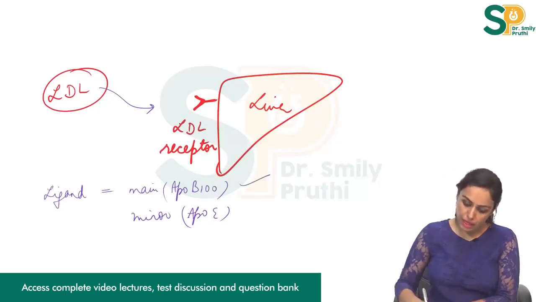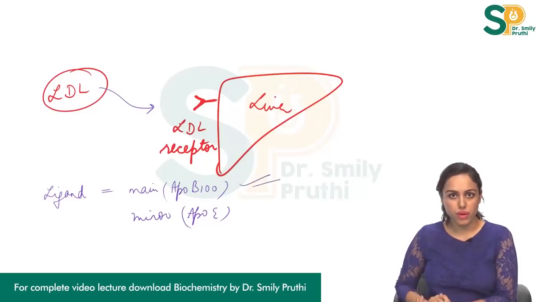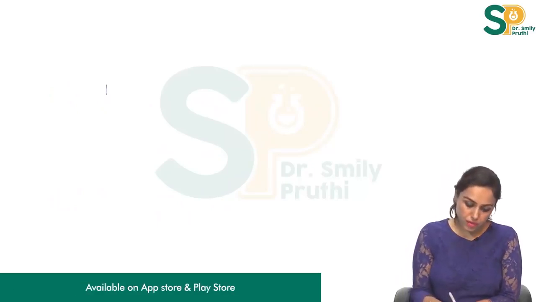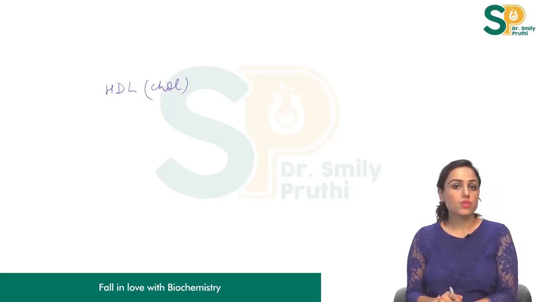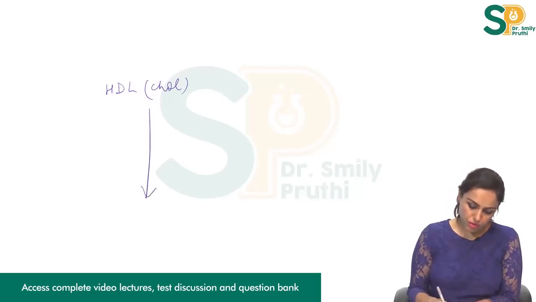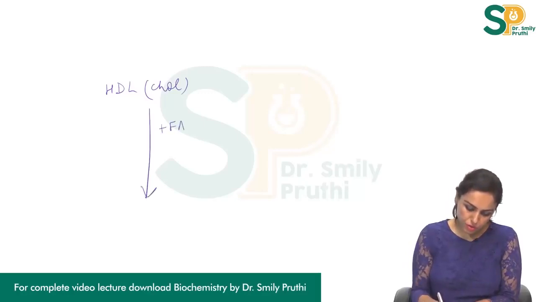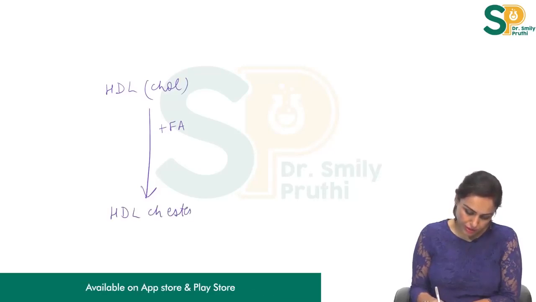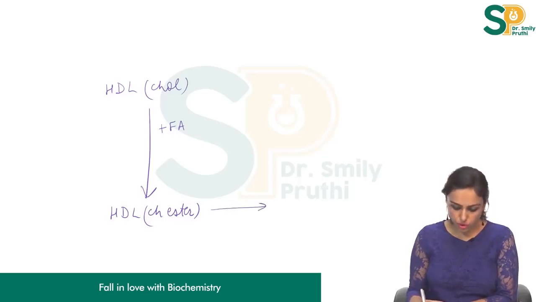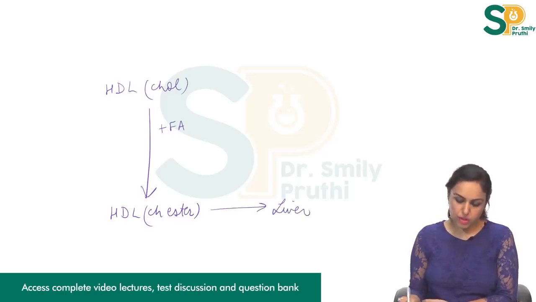And in fact, the main ligand is ApoB100, right? Now coming to HDL. HDL will take cholesterol from peripheral tissues and it has to give this cholesterol back to liver. When HDL takes cholesterol from peripheral tissues, HDL will add one fatty acid to this cholesterol so that it becomes cholesterol ester. I told you the lipid present in HDL is cholesterol ester, not cholesterol. Now this cholesterol ester is taken up by liver.